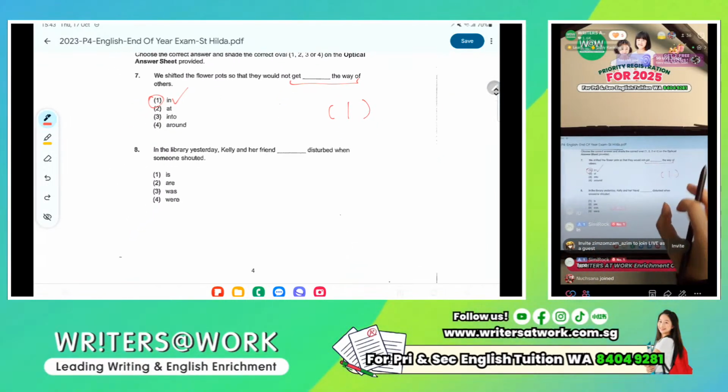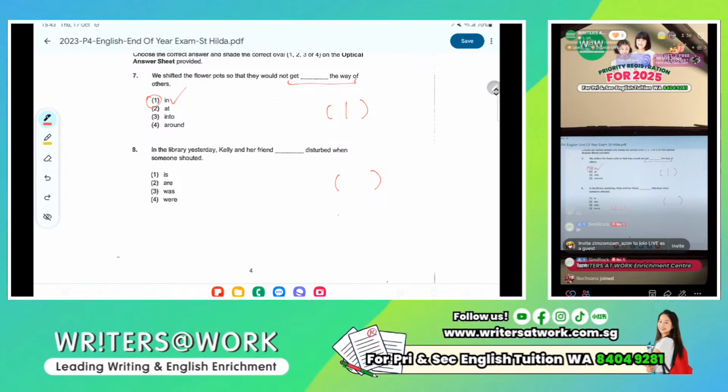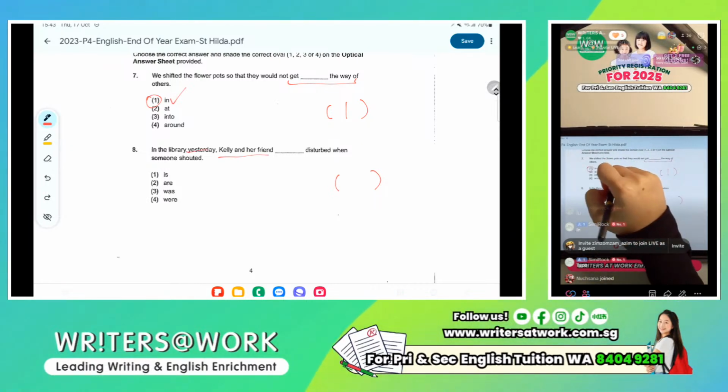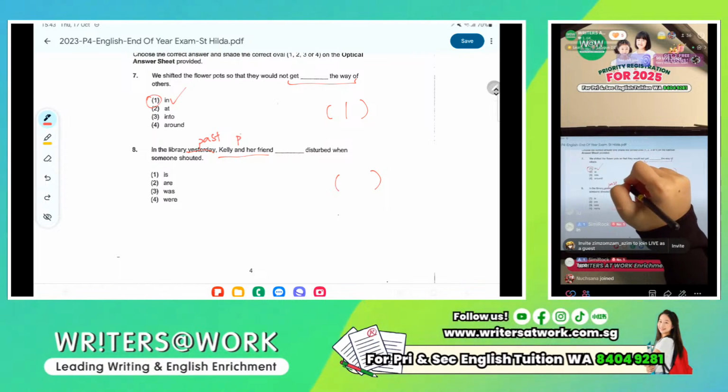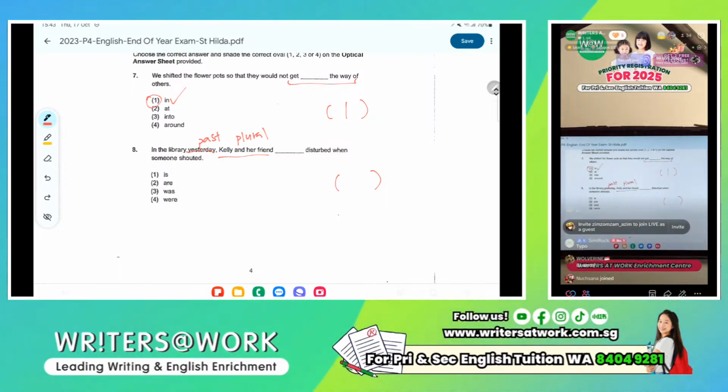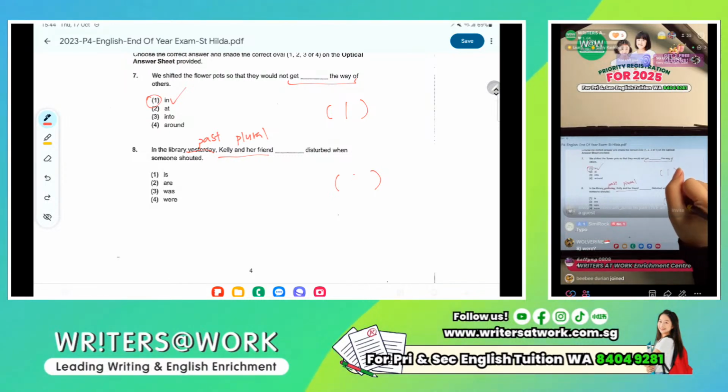In the library yesterday, Kelly and her friend blank disturbed when someone shouted. Kelly and her friend, yesterday, past and plural. Okay, question 8. In the library yesterday, Kelly and her friend were disturbed when someone shouted. Yes, that is correct. The answer is were disturbed.